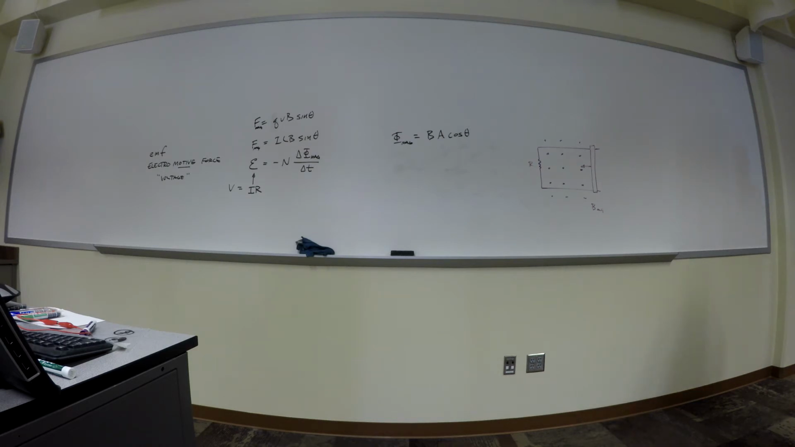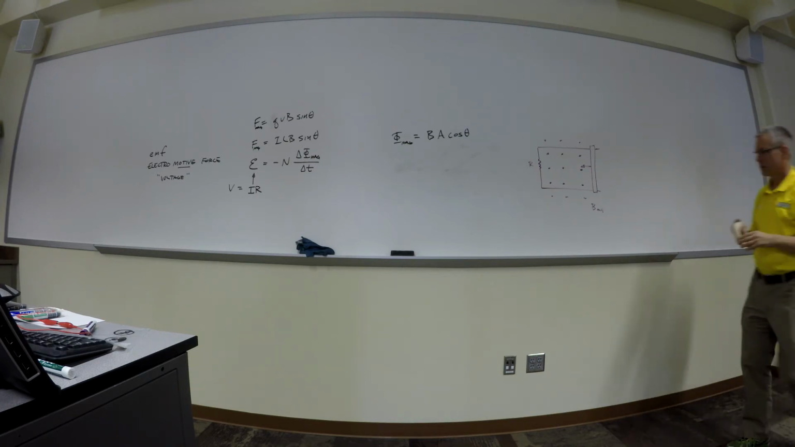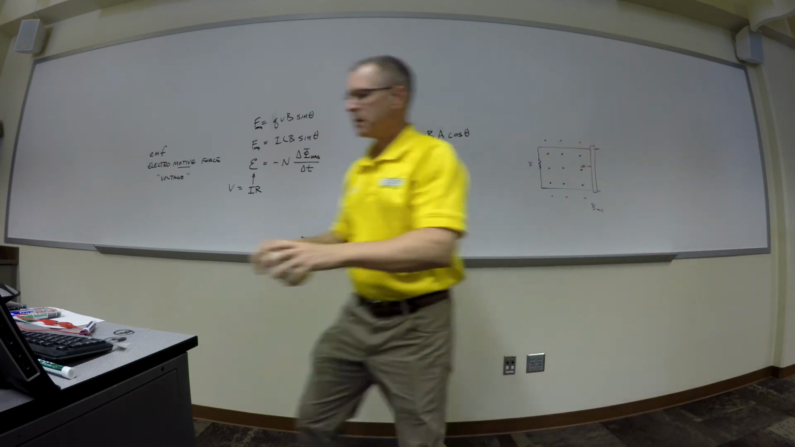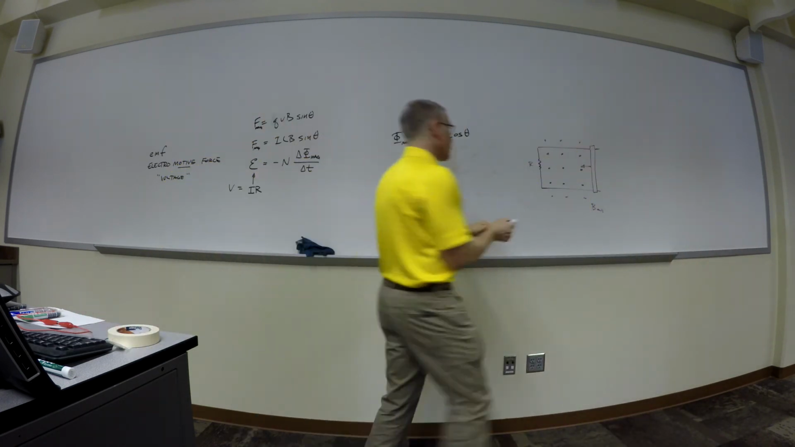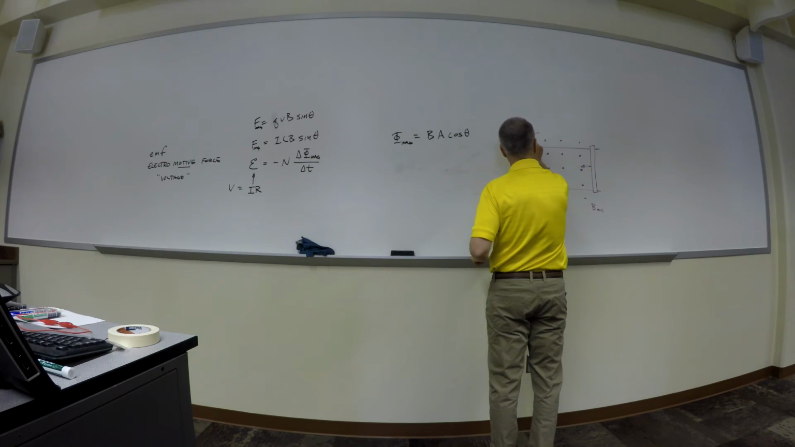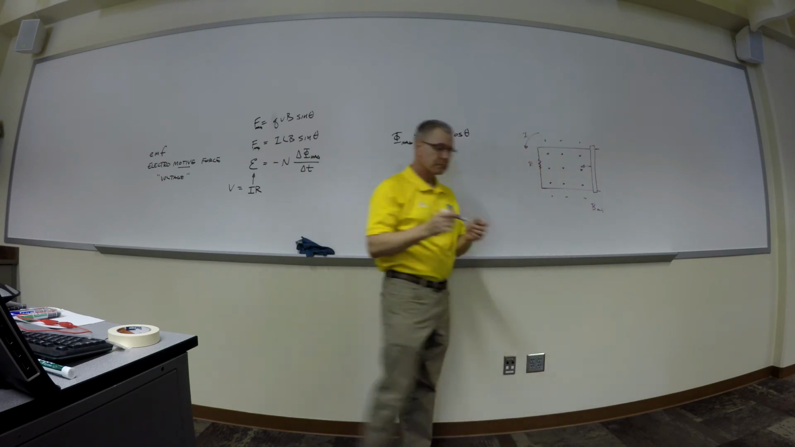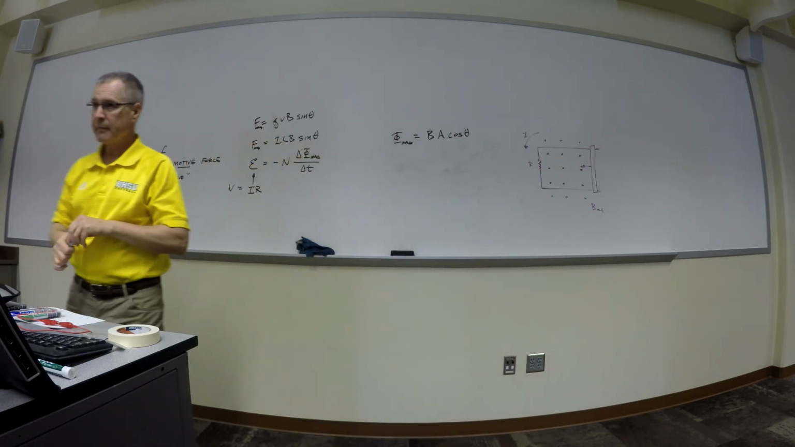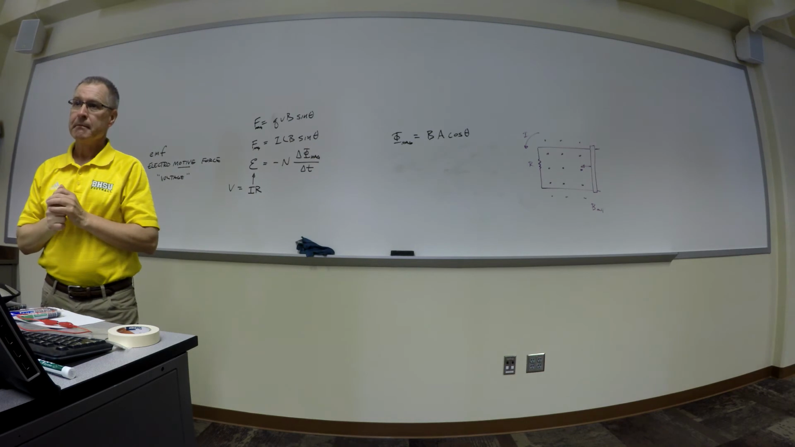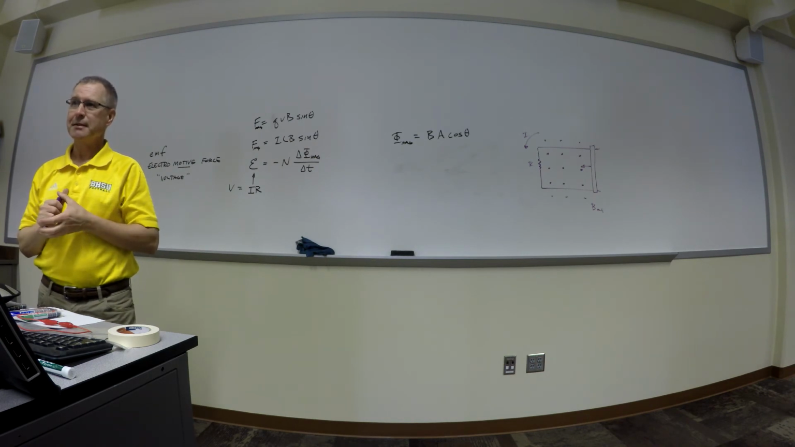Stick my fingers in the loop the way I need my opposing flux. Grab it with my right hand, and that's going to go around this way. So I'll get a current like that. That all make sense? Starting to remember that stuff?